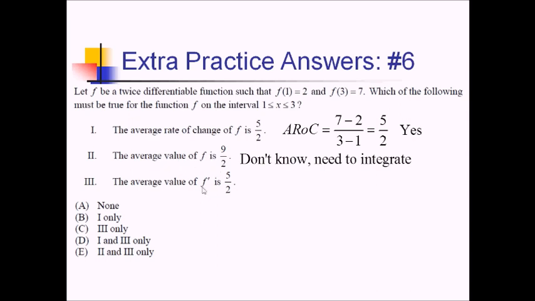All right, so moving on now, the average value of f prime is 5 over 2. Well, the average value of f prime is the rate of change of f. So the average value of f's rate of change is literally going to be the average rate of change of the f function, which we just found to be 5 over 2. So since this is the average rate of change of f, just a different way of saying it, this is also going to be true. So then choice D, options 1 and 3, is what makes sense here.